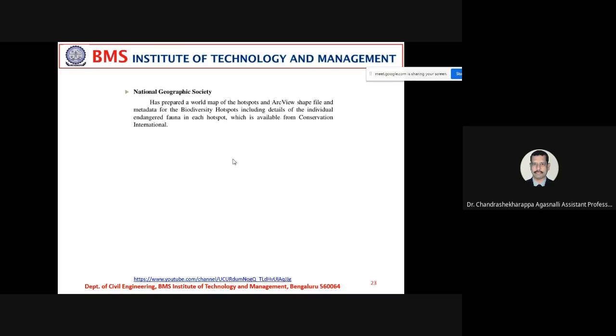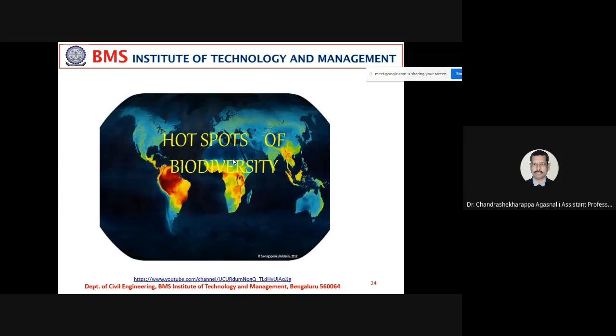This is the National Geographic Society, which has a world map of hotspots with archive shape files. That means GIS software, they have identified and mapped it and present the things, with metadata especially for the biodiversity hotspots, including details of individual fauna and flora, plants and animals, right? And hotspots of biodiversity. This is how the things are.